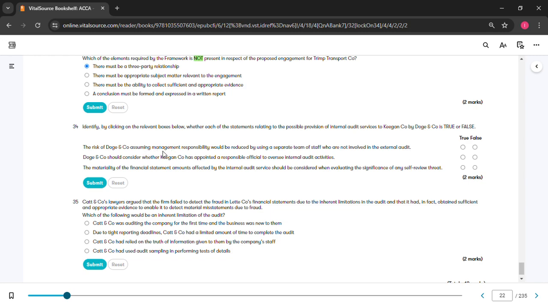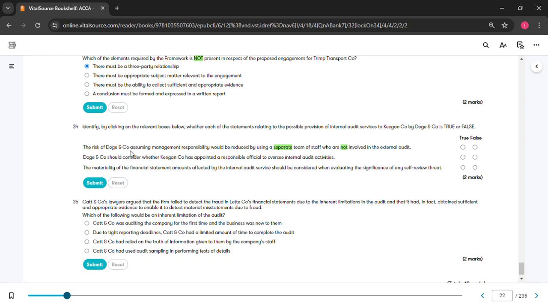The risk of Dodgy and Company assuming management responsibility would be reduced by using a separate team of staff who are not involved in the external audit. Responsibility will decrease, okay? But risk will increase. You are talking about separate teams. Fine, you can do this. You have a separate team of staff who are not involved in the external audit. But in that process, what will happen? The responsibility will be decreased, but the risk will be increased.